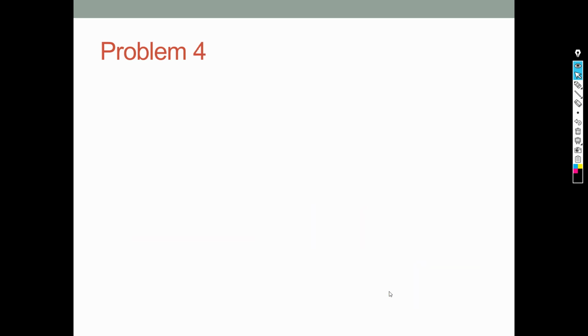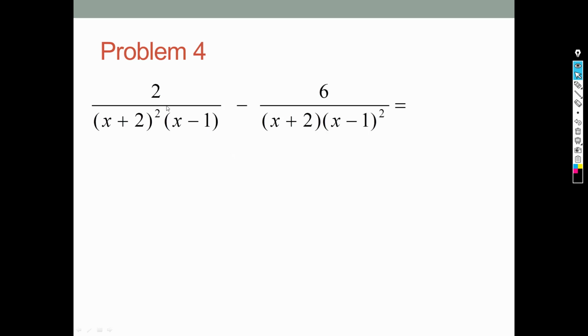Okay, problem 4. We get 2 over, and the first denominator is x plus 2 squared times x minus 1. And the next one then has minus 6, and the denominator is x plus 2, x minus 1 squared. So first you have to determine what the LCD is. So look at the factors. I have x plus 2 here to the second. I have x plus 2 here to the first. So this one has 2 factors of x plus 2. This one has 1. You always include the most in any denominator.